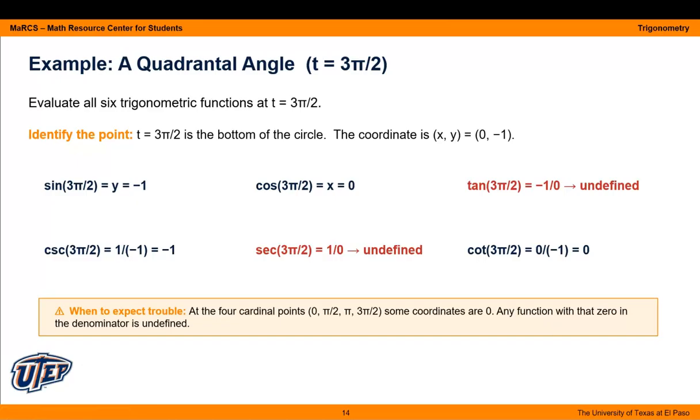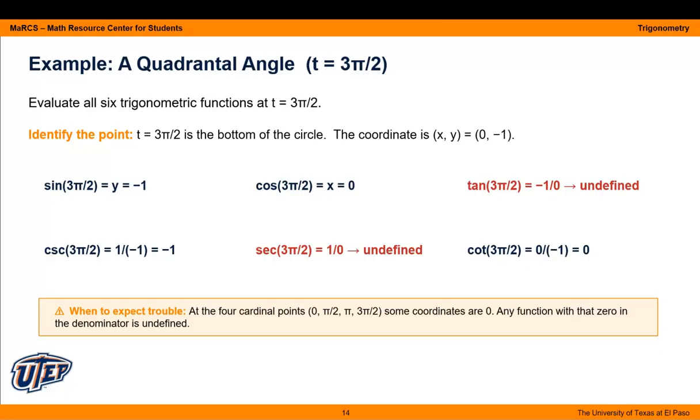Now let's evaluate the trig functions at the quadrantal angle t equals 3 pi over 2. The point is 0, negative 1. So cosine of 3 pi over 2 is equal to 0, and sine of 3 pi over 2 is equal to negative 1. Tangent is undefined because it would require dividing by 0.